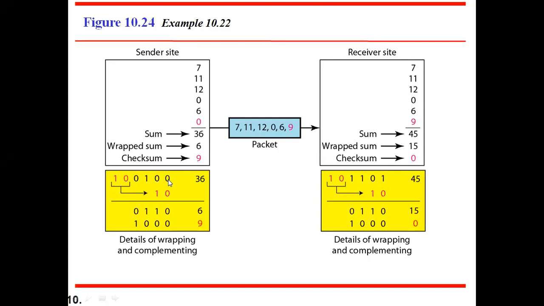Yes, sir. Because this will become 1, 2, 4, 8, 16, 32. 32 plus 4 is 36. But we need this representation in how many bits? Only 4 bits. That's what I said. We are asking for the 36 representation in terms of 4 bits. Then how many bits are extra here? 2 bits are extra. Take these 2 bits and add them here. Then what are you getting? 0110, that is 6. So you are getting the wrapped sum as 6.